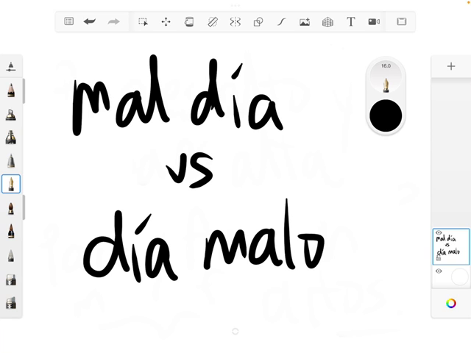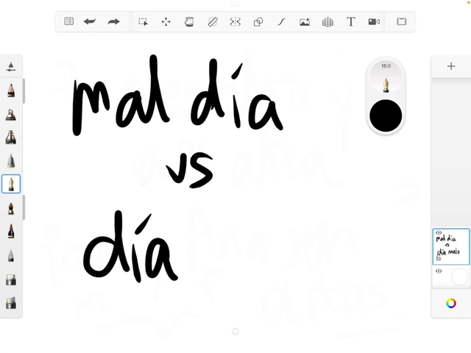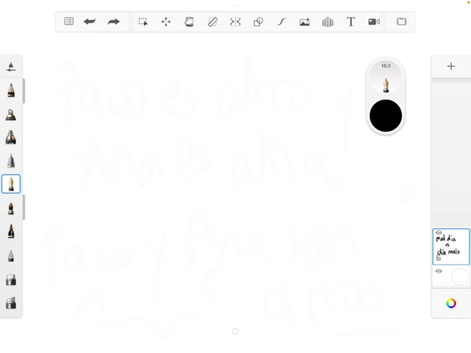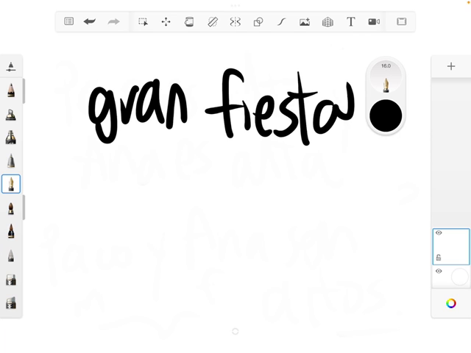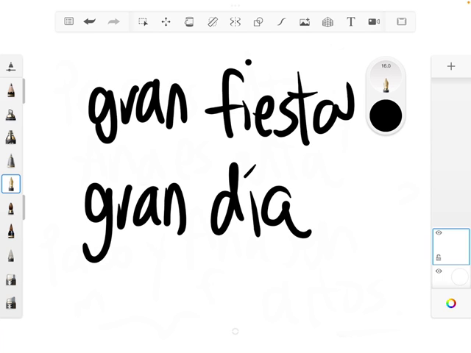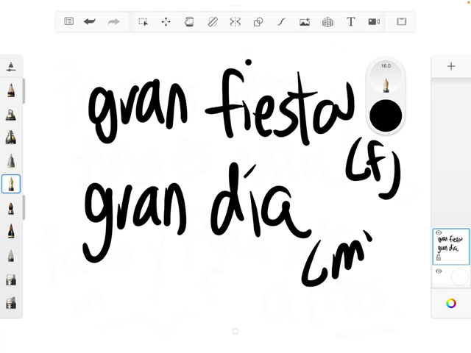Okay? And then when grande appears before a singular noun, it'll be shortened to gran. So this is whether it's feminine or masculine. Es una gran fiesta. Un gran día. So this is feminine and this is masculine. It's still used the same way for both, but it's shortened when it goes before. Okay.